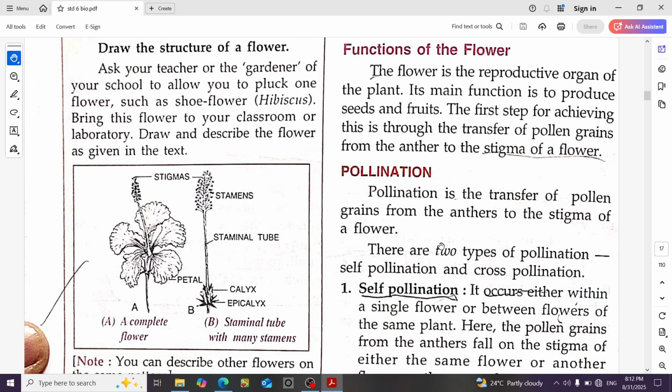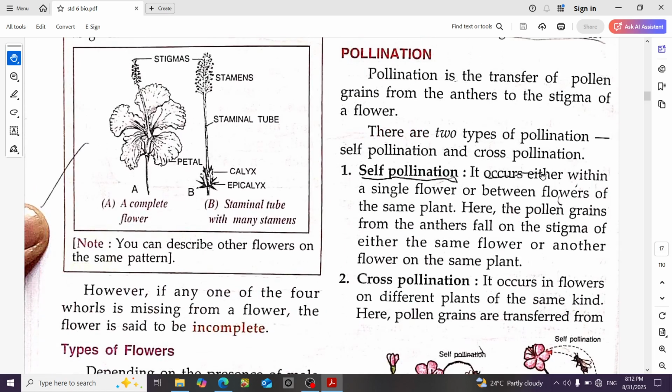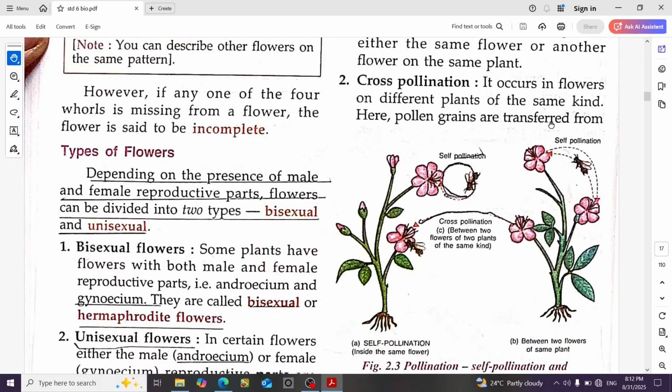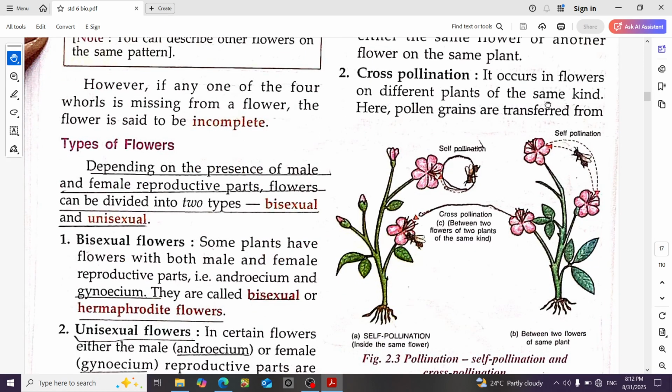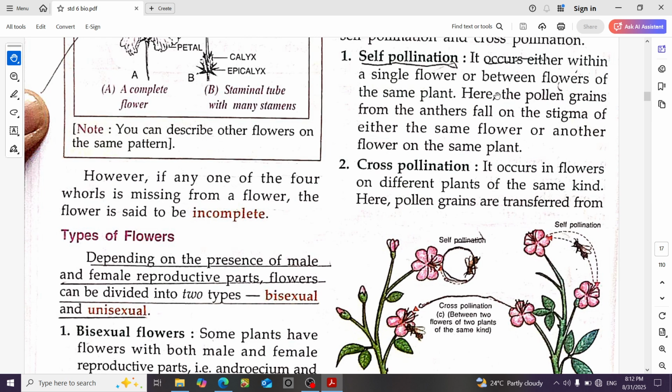Functions of the flower. The flower is a reproductive organ. Its main function is to produce seeds and fruits. And the first step of achieving this is the transfer of pollen grains from anther to stigma. Now pollination. Pollination is the transfer of pollen grains from anther to stigma. Now self-pollination. Look at this one. Suppose that it occurs within a single flower. The pollen grains of the anther fall on the stigma of the same flower. It is called self-pollination. And if it happens between the flowers of different plants, then it is called cross-pollination.